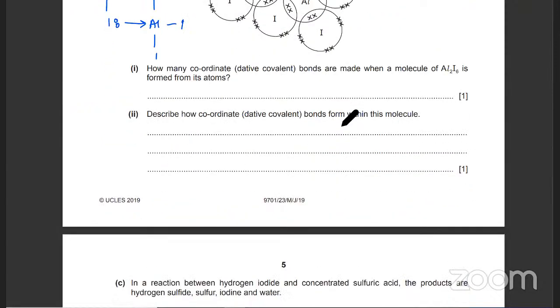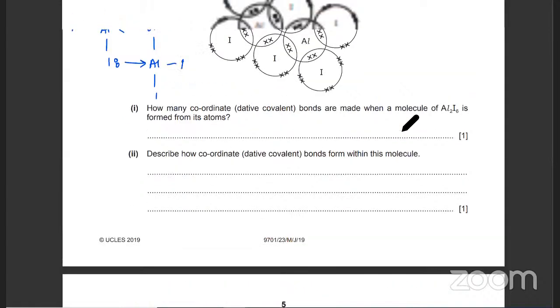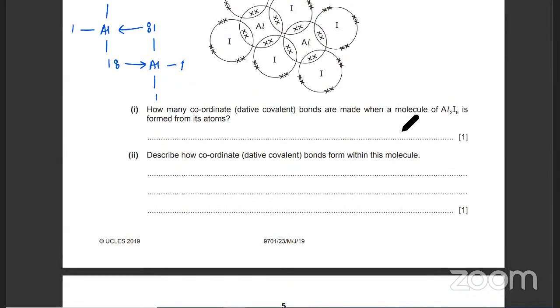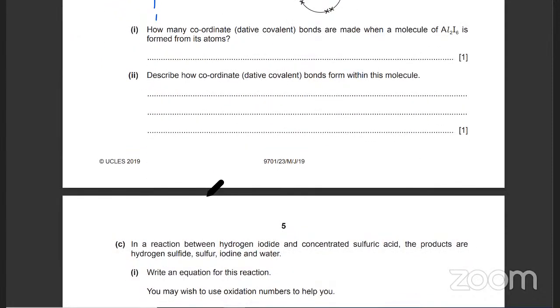Describe how coordinate bonds form within this molecule. So you just have to describe that the lone pairs from iodine donate a pair of electrons to the aluminium atom, forming a dative covalent bond. That would be a 1-mark explanation for that.